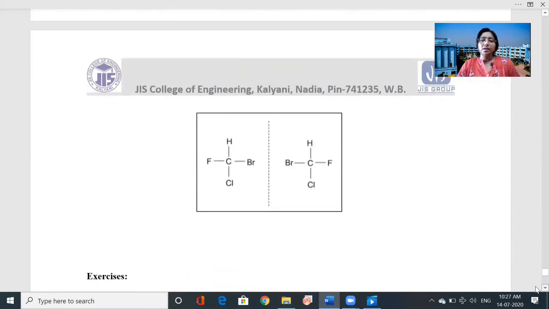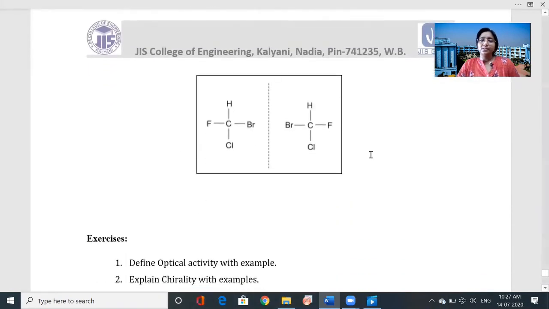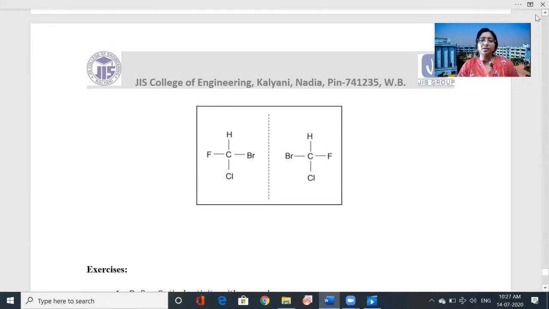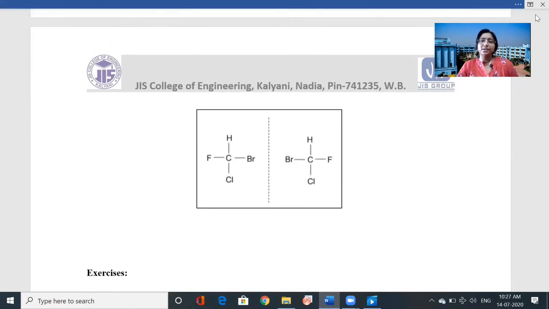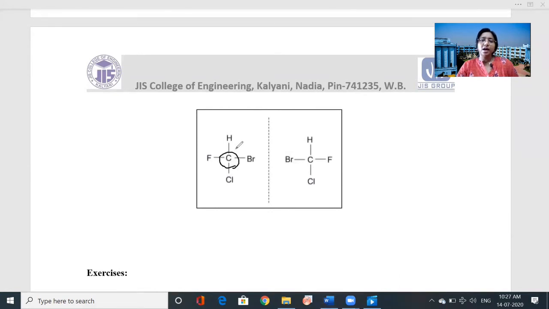Now you are getting another example, that is also chiral. You can see the carbon contains different groups: hydrogen, bromine, chlorine and fluorine. So what happens? The mirror image we get is not superimposable.